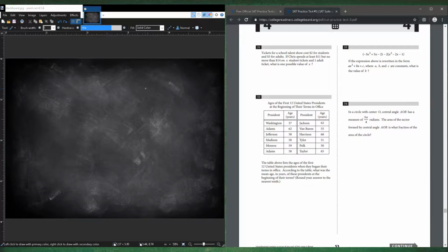The table above shows the list of ages of the first 12 United States presidents when they began their term in office. According to the table, what was the mean age of these presidents at the beginning of their term? So the mean age, you gotta sum all the ages up. So it's 57 plus 62 plus 58 plus 58 plus 59, 58, 62, 55, 68, 51, 50, and 65. So that's about 703.